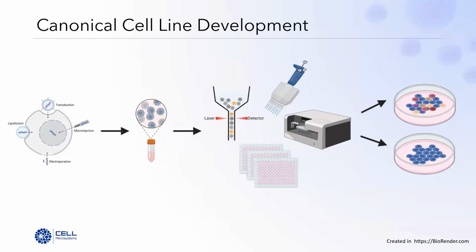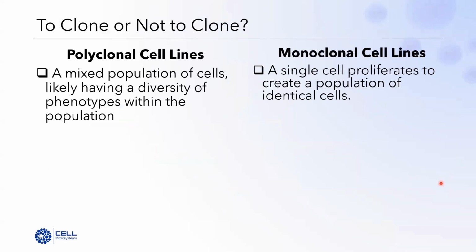So you can see here in these two examples, in some cases you might just be enriching for every cell that has the edit, or in other cases you might be trying to create a pure population that is generated from a single precursor. And so when you're thinking about generating a cell line, the first question most people ask themselves is, do I need to clone or do I not need to clone?